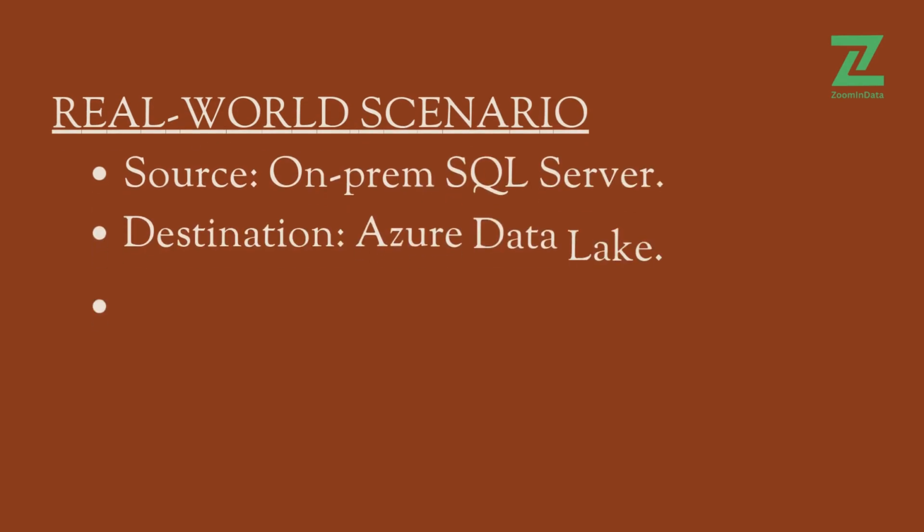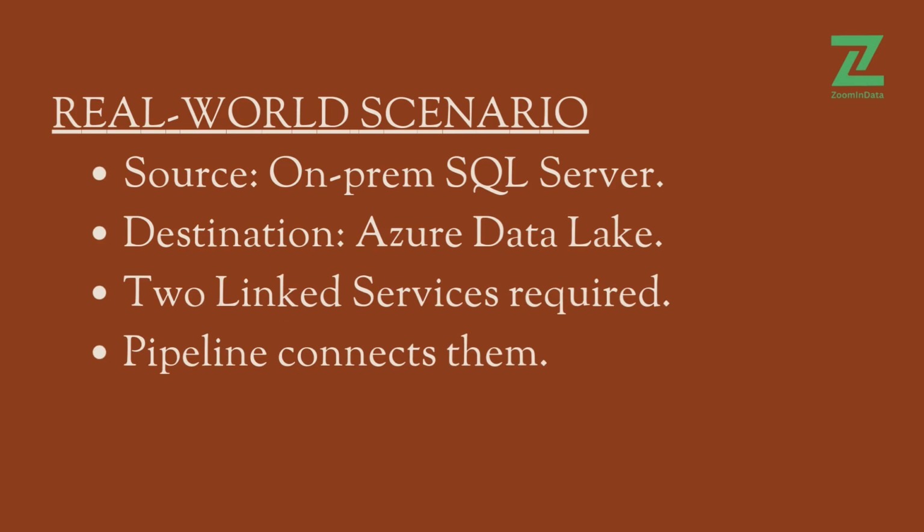In a real-world scenario, data may come from an on-premises SQL Server and move to Azure Data Lake. In this case, two linked services are required, and the pipeline connects them to move the data successfully.